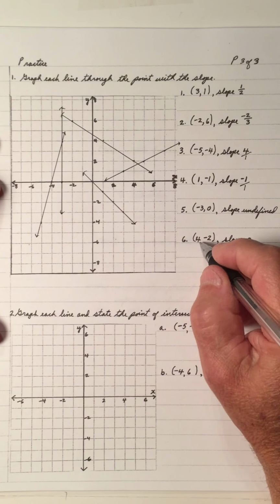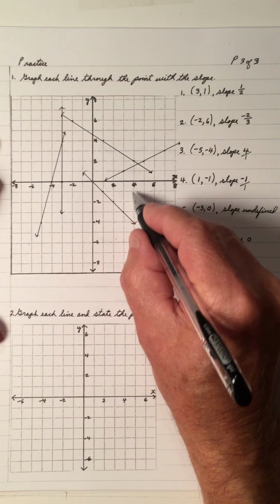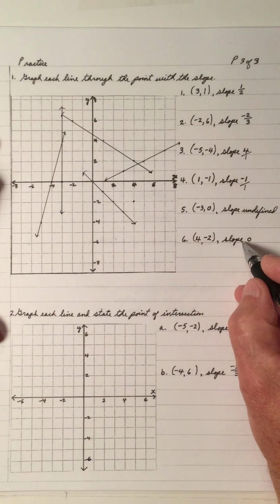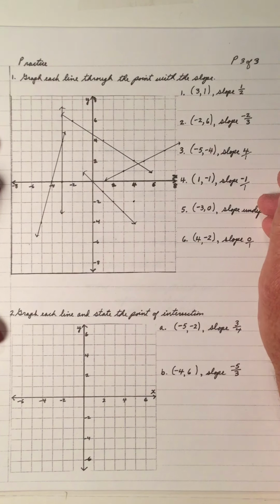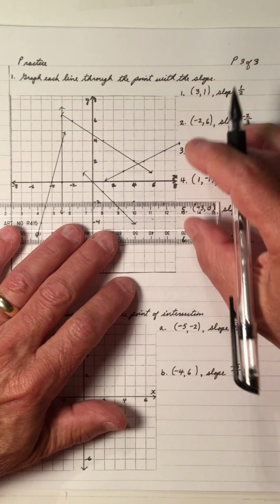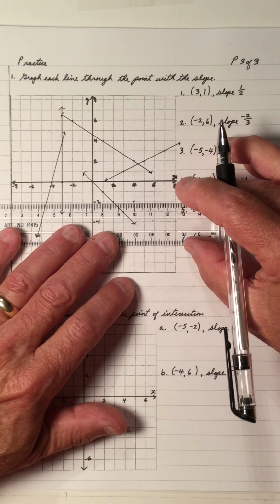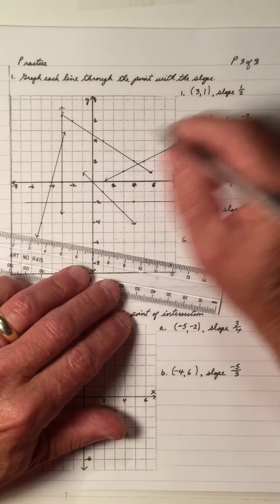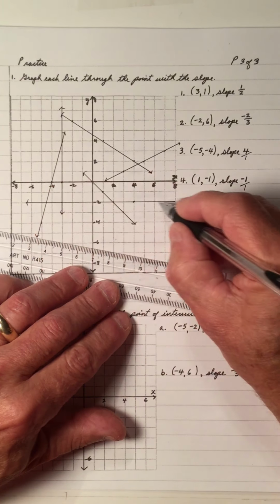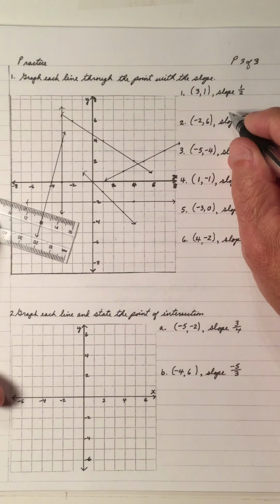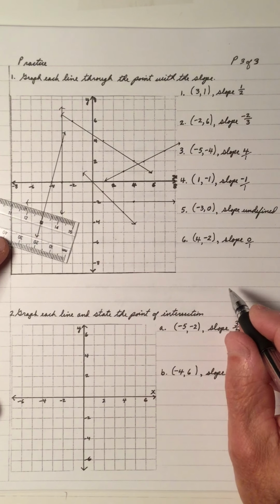And we have the point 4, -2. 4, -2 is right here. X is 4, y is -2. And we have a 0 slope. 0 slope is 0 over 1, so you do not rise, but you run. So it's a horizontal line through that point. 0 slope is a horizontal line, parallel to the x-axis, perpendicular to the y-axis. There's the horizontal line.